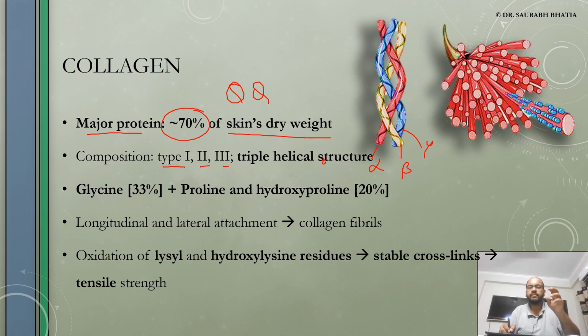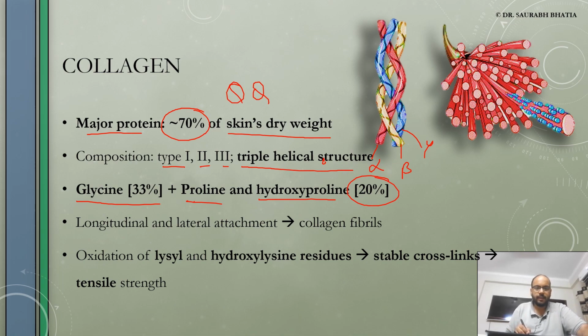These three fibers together coil around each other to form a triple helical structure. Can you see that these three fibers are coiled together to form a helix? So it's a triple helical structure. The major amino acid is glycine. About one-third of the amino acids in the chain that forms collagen are glycine. The rest are majorly proline and hydroxyproline, which roughly constitute about 20% of the amino acids.